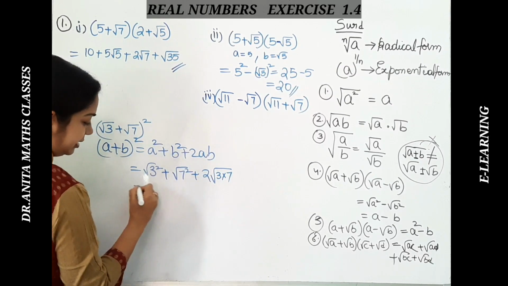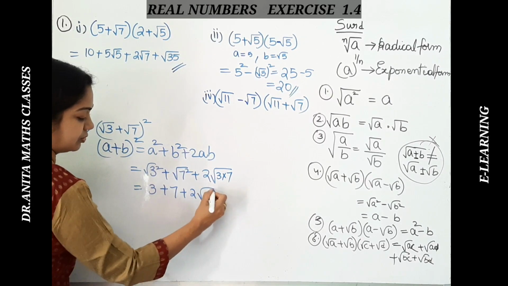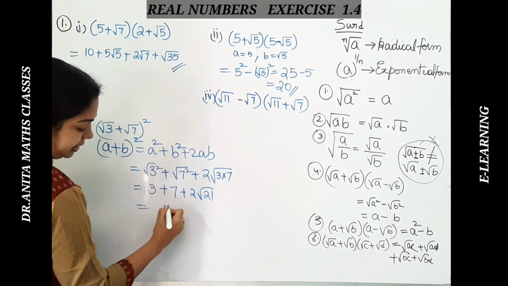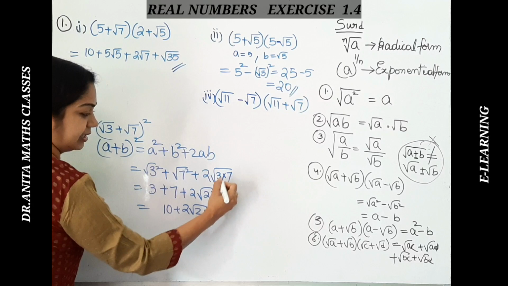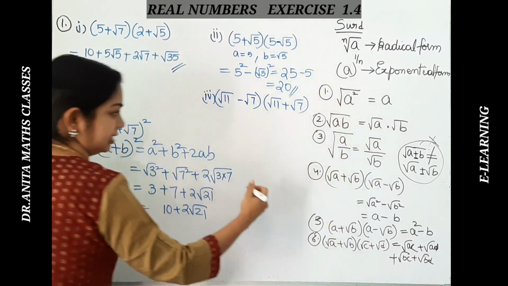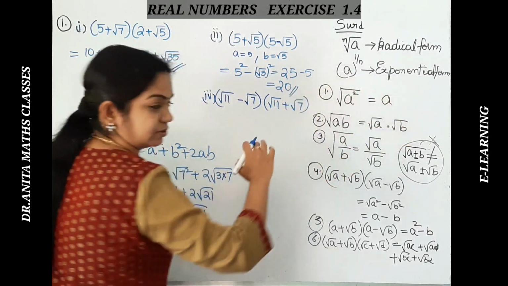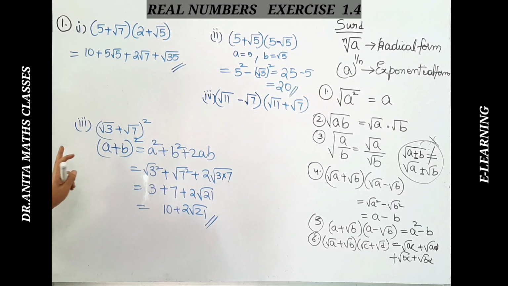Let me write it like this. Then this comes to 3 plus 7 plus 2 root 21, so that is 10 plus 2 root 21. Here what I did was multiply root a into root b, and root a into root b is just root of a into b. This is equal to this, and vice versa. Both are equal, so LHS is equal to RHS. So this is the third one.